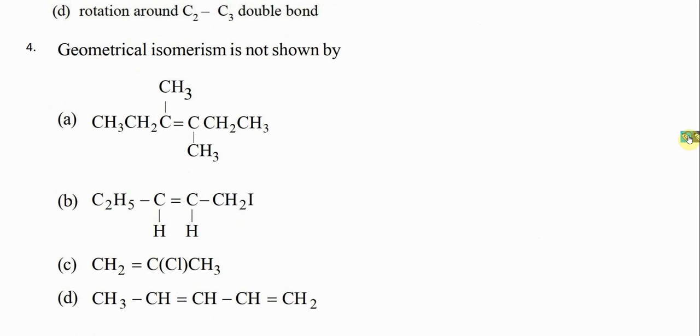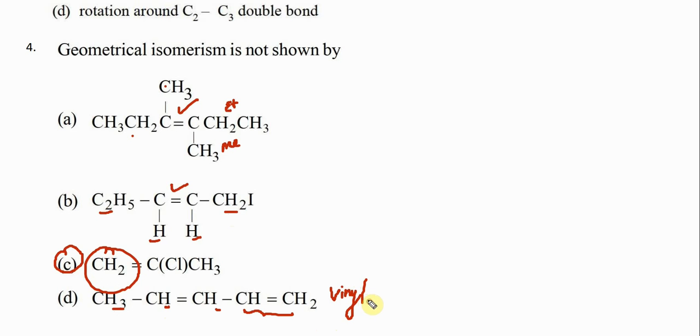Fourth one, geometrical isomerism is not shown by, they are asking which one will not have it. So if there are similar groups, it is not possible. This is ethyl, this is methyl. Here ethyl, methyl, so it can show. Here I have different group, different group, different group, different group, it can show. Here CH2, so it cannot show. Here hydrogen, methyl, hydrogen, what is this group called? We saw this before, vinyl group. Okay, so this can show geometrical isomerism, only Charlie cannot show geometrical isomerism.